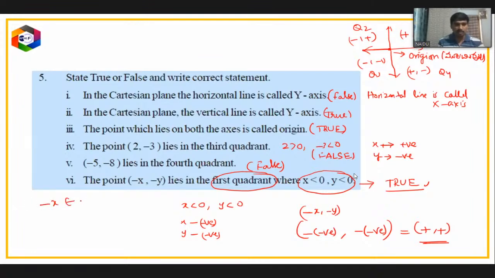Minus x belongs to positive, and similarly minus y is also positive. So positive comma positive, which lies in Q1. So the statement is correct.